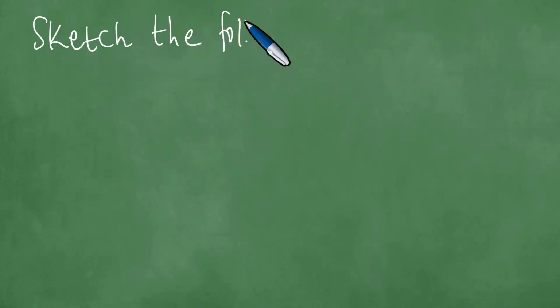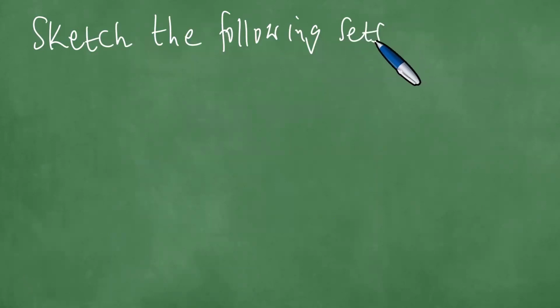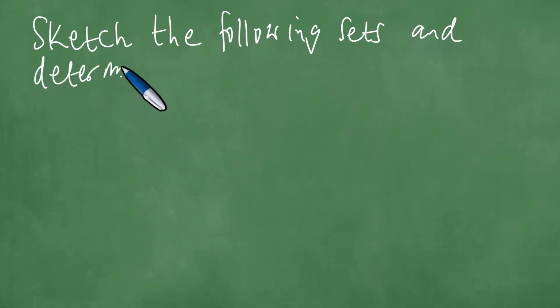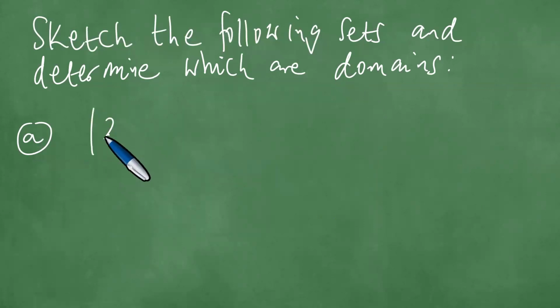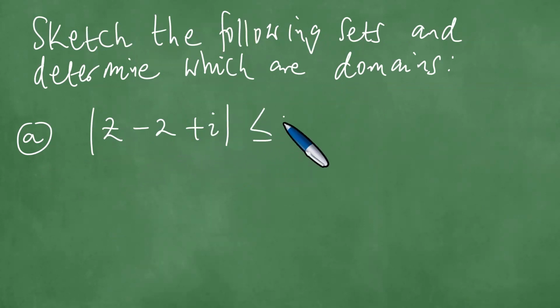Right, sketch. Sketch the following sets and determine which are domains. Now, let us look at this one. A: the modulus of z minus 2 plus i is less than or equal to 1.